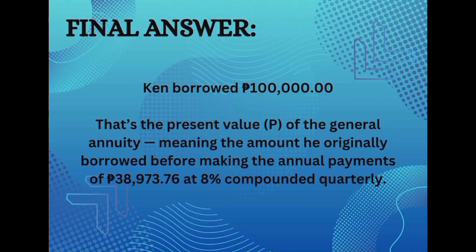Final answer. Ken borrowed 100,000. That's the present value or P of the general annuity, meaning the amount he originally borrowed before making the annual payments of 38,973.76 pesos at 8% compounded quarterly.